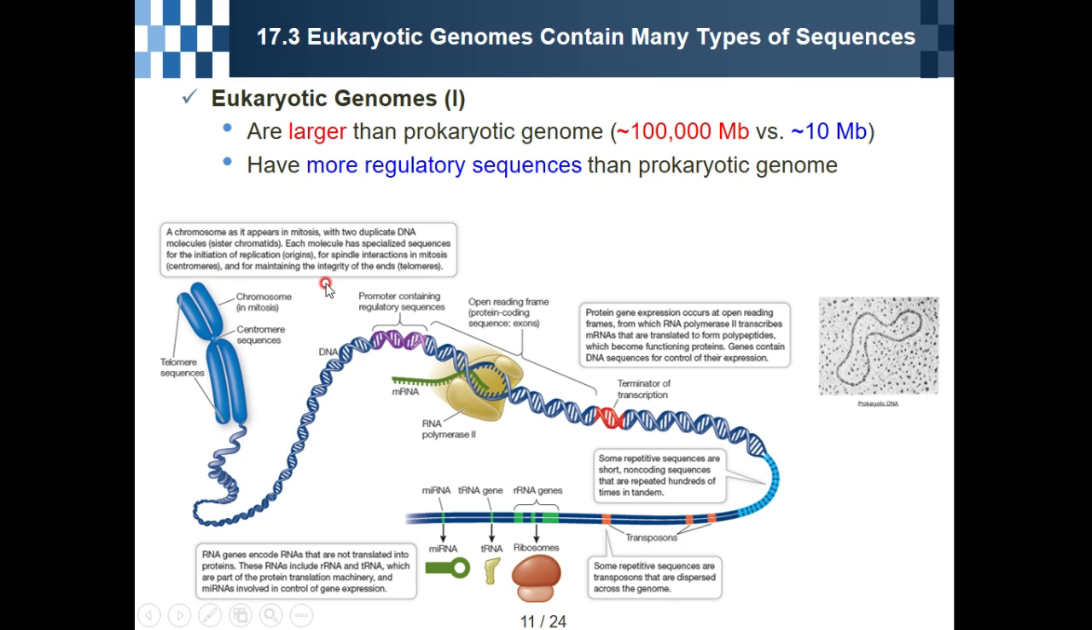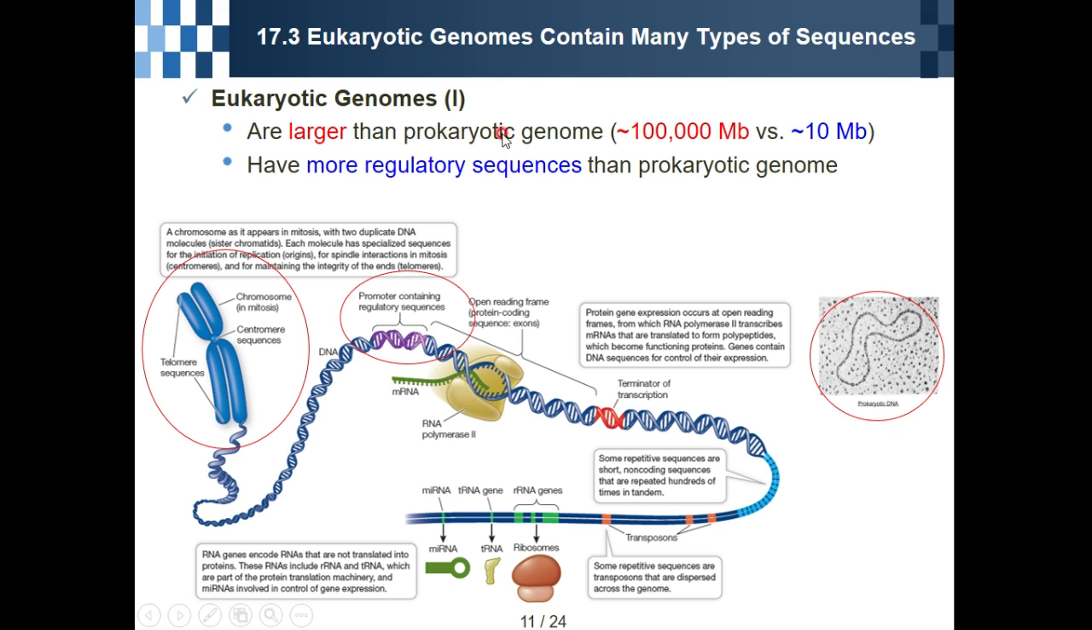First of all, in the eukaryotic genome we have chromosomes like this. However, prokaryote DNA is circular, like this, and their size is very small. Usually the eukaryotic genome average is around 100,000 megabase, and the average of the prokaryotic genome is around 10 megabase. It means that the eukaryotic genome is much larger than the prokaryotic genome.